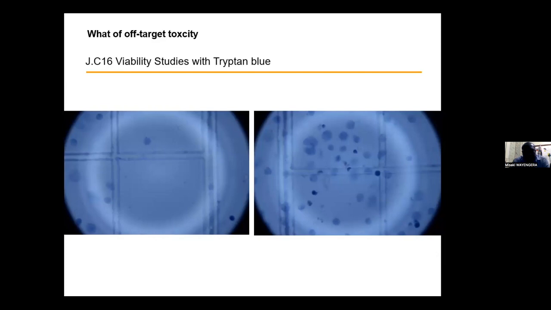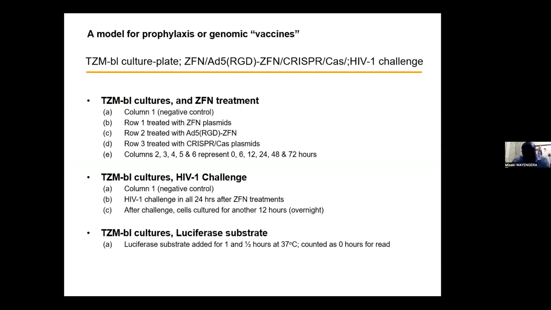Of course, we used trypan blue to study the viability of some of the cells. And as we see, normally in cell culture, some cells die. So we really got to see some cells dying, but we don't think this was really driven by the treatment. Probably it was an effect of what happens when you culture cells.